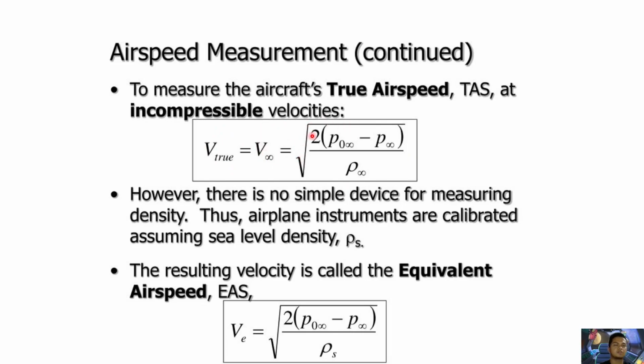Now, which is V equals the square root of 2 times (P sub 0 minus P) over density. Yun yung V-true natin. Bakit siya tinawag na V-true or true airspeed? Simply, ginamit niya yung mga reference or ambient properties ng air.